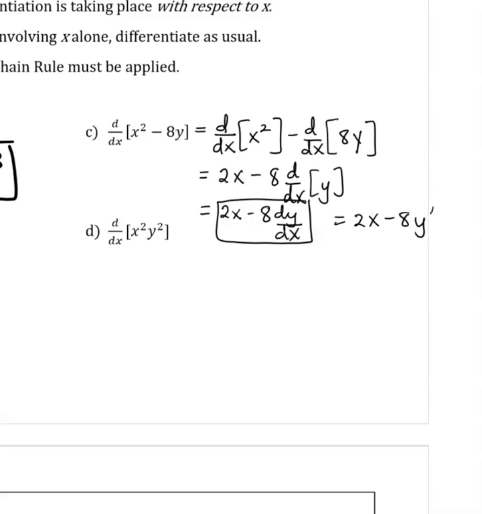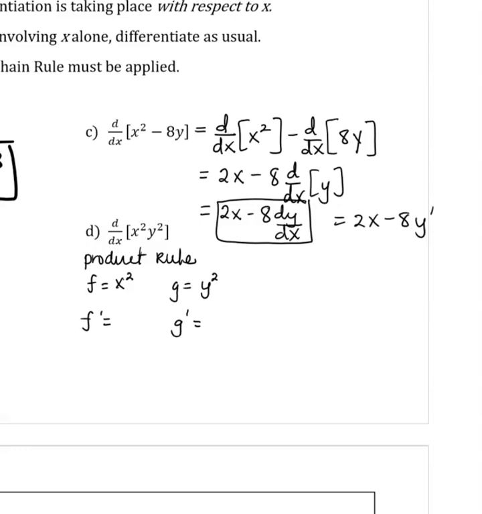Let's look at example D. What we're trying to take the derivative of on the inside here is in fact a product, and so we will start off with the product rule. I'm going to need to identify what f is and what g is. F will be the first factor of x squared, and g will be the second factor of y squared. We're going to need f prime and we're going to need g prime.